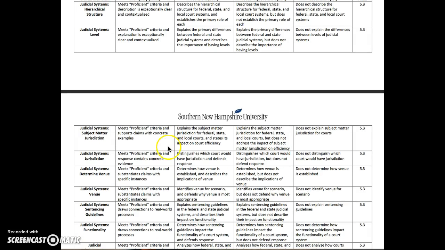Okay, jurisdiction. We talked about jurisdiction, so you know what jurisdiction is. It's basically the authority of a court to hear a case, and jurisdiction is going to boil down to whether it's state jurisdiction or federal jurisdiction. So you understand that. We've been talking about that specifically with the scenario. So I don't think that's too big of an issue.